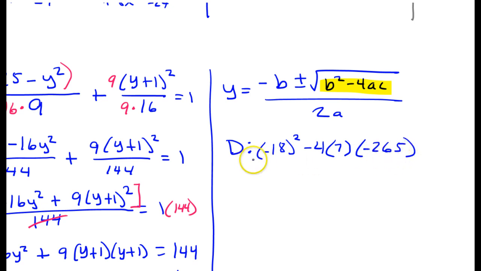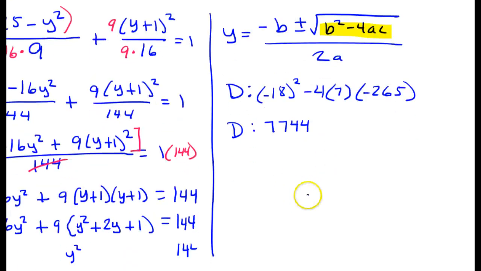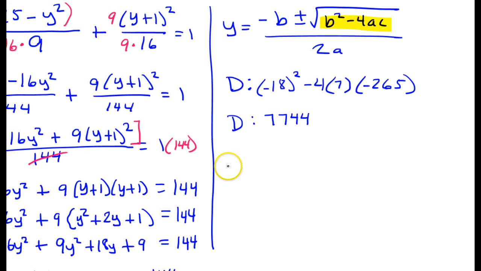Okay, I'm going to calculate this off camera. I trust that you have the ability to do this. I got 7,744. So that's the thing under the radical. Now let's go ahead and set up the rest of it.